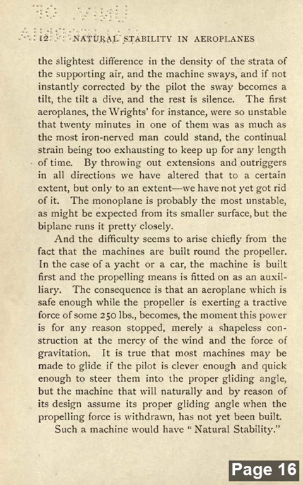The first aeroplanes, the Wrights for instance, were so unstable that 20 minutes in one of them was as much as most iron-nerved men could stand, the continual strain being too exhausting to keep up for any length of time. Throwing out extensions and outriggers in all directions, we have altered that to a certain extent, but only to a certain extent. The monoplane is probably the most unstable, as might be expected from its smaller surface, but the biplane runs it pretty closely, and the difficulty seems to arise chiefly from the fact that the machines are built round the propeller. In the case of a motor car, the machine is built first and the propelling means is fitted on as an auxiliary.